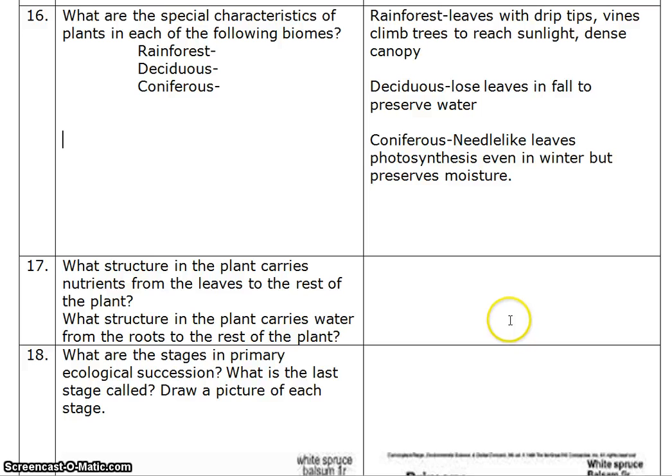17, what structure in the plant carries nutrients from the leaves? Oh, we haven't talked about this in a while, but you should know this from our last unit. Then what structure carries water from the roots? You should know these. Xylem is the water tube, goes up. Phloem is the food tube, goes down. Number 18, what are the stages in primary succession? Oh, I'm going to pause it if you need to get these two because I'm going to move on.